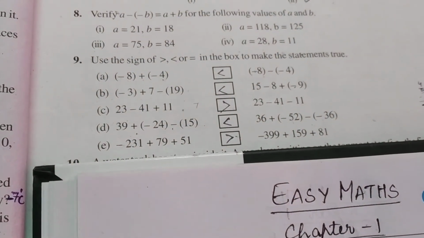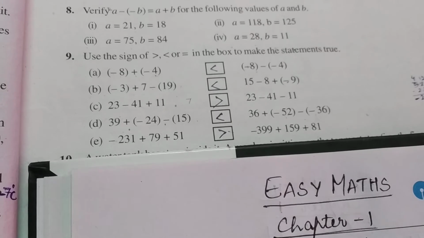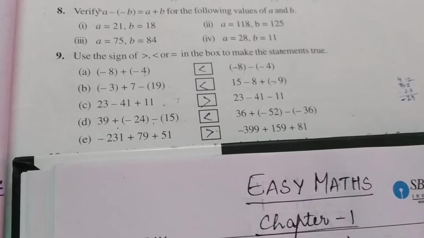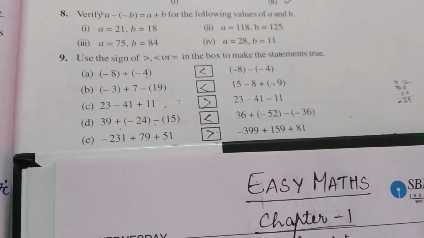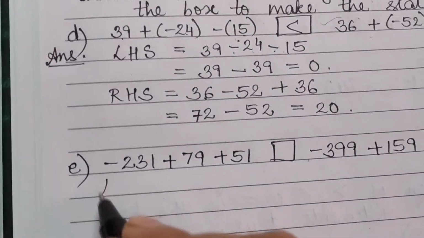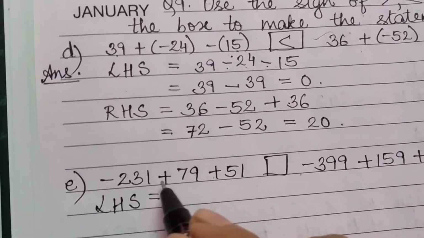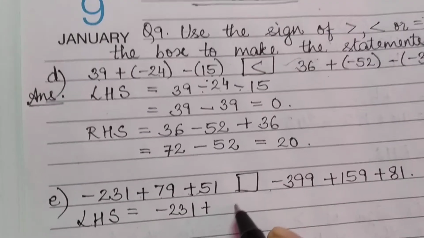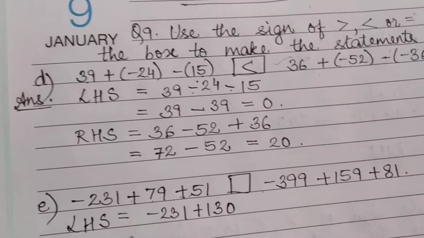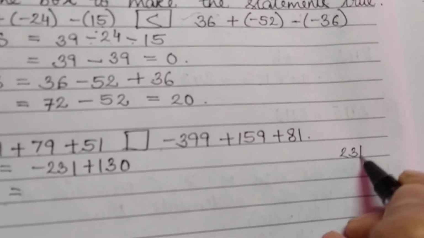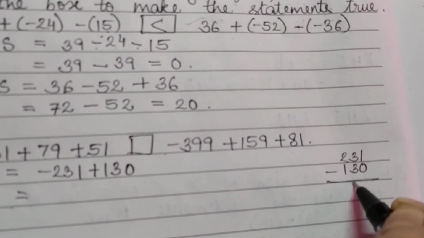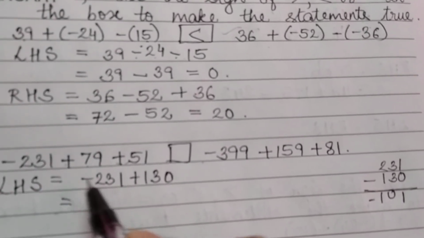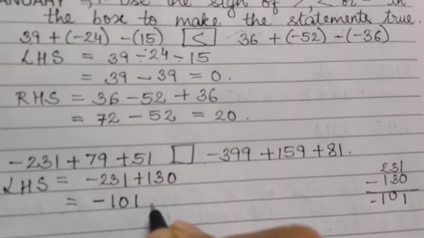Question, minus 231 plus 79 plus 51 and right hand side minus 399 plus 159 plus 81. So again first we will do LHS. Here these two are in plus, so we can add 79 and 51. 130. So we can solve 231 minus 130. 231 is greater, so we will get minus 101.